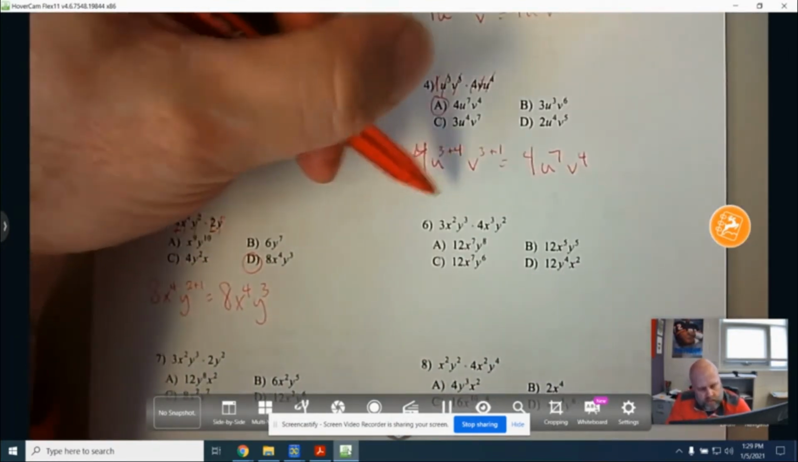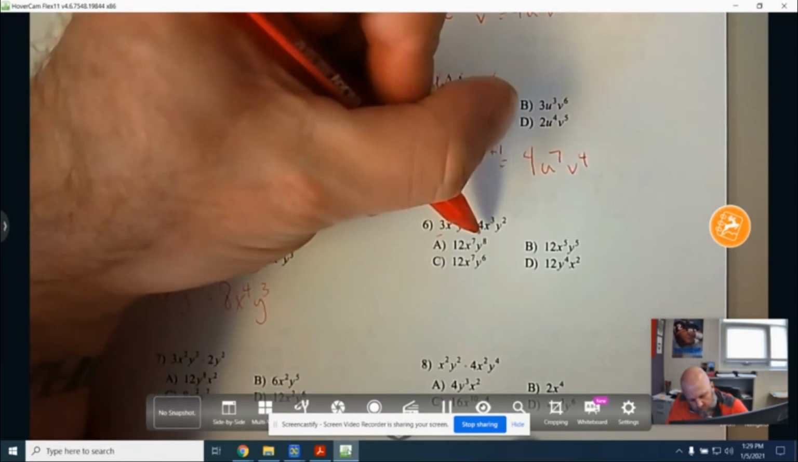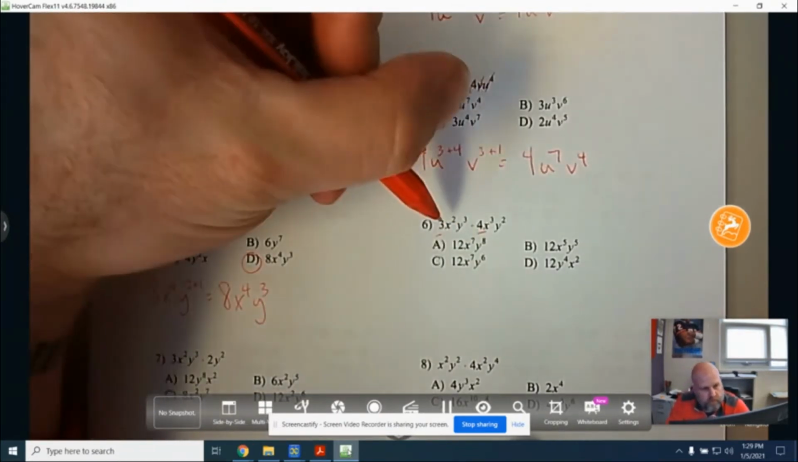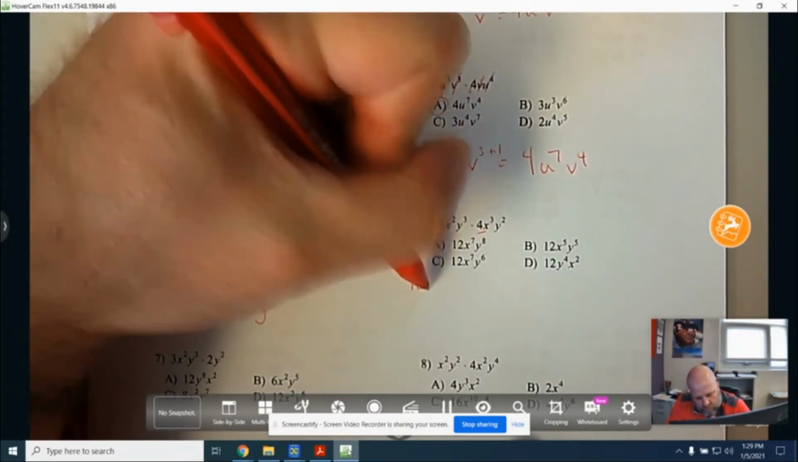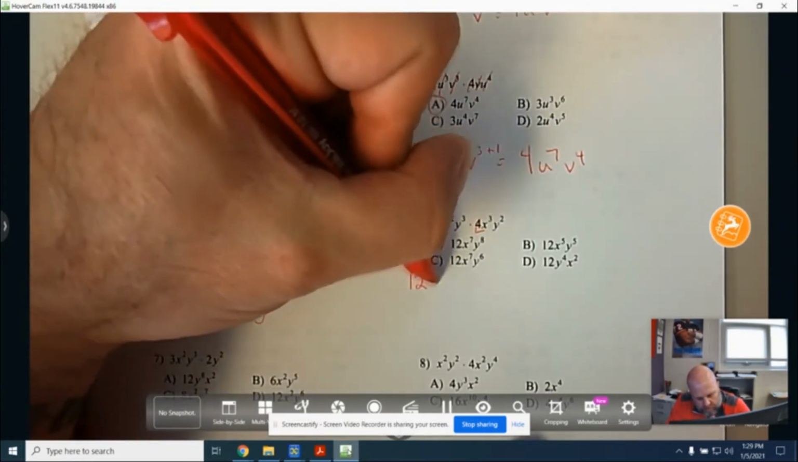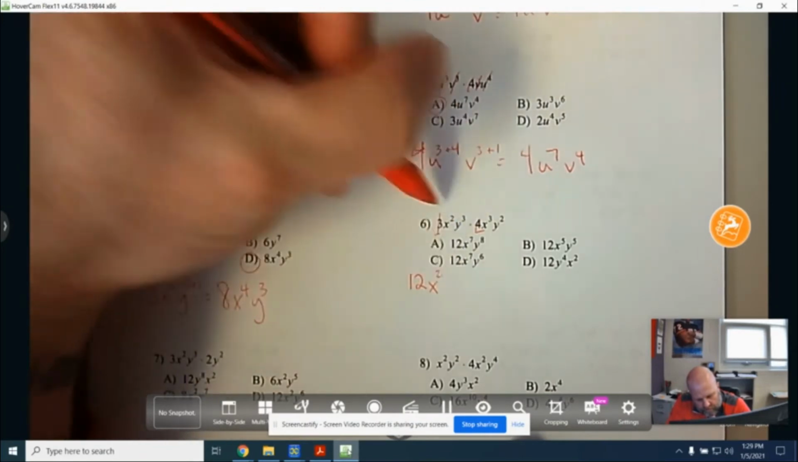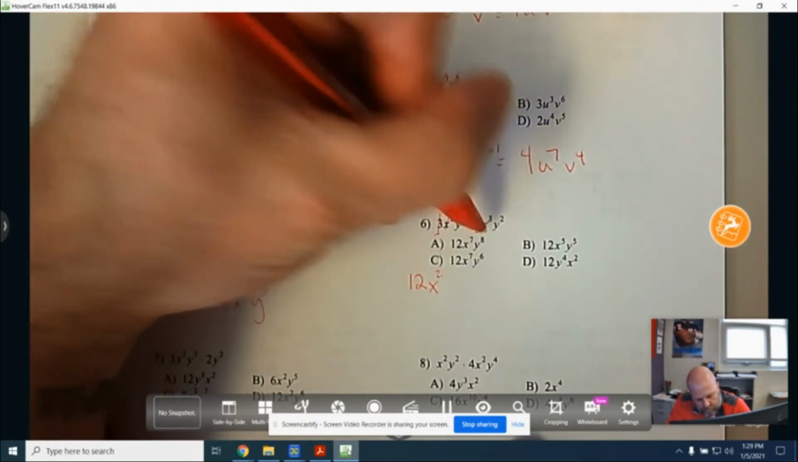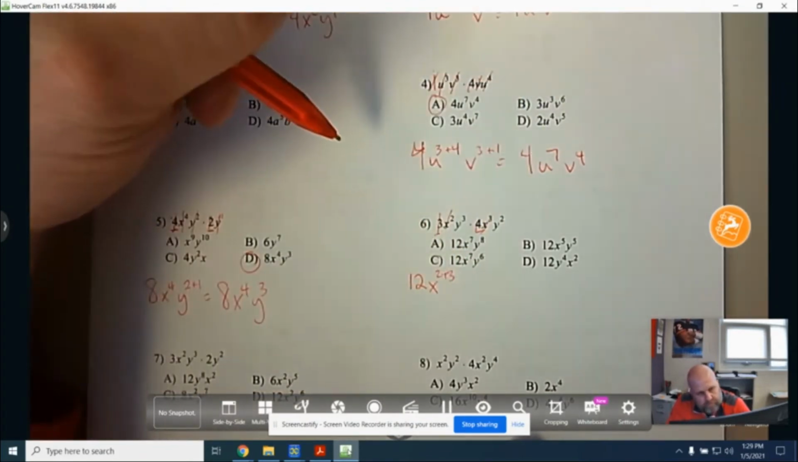Okay, let's look at number 6. Coefficients first, 3 and 4. So 3 times 4 gives you 12. Cross those off. Then I'll do my x's. So I have 2 x's right here. Cross that off. And I have 3 x's. So 2 plus 3 like that.